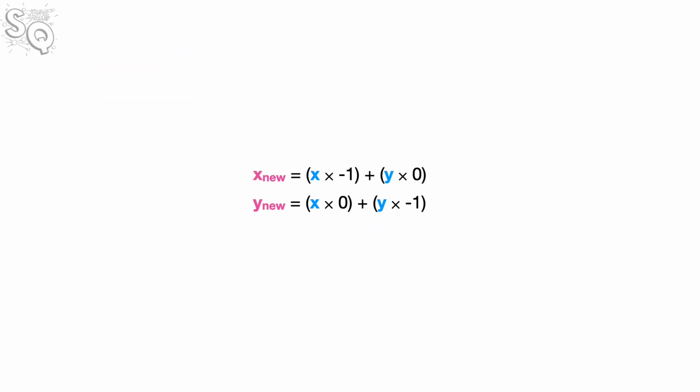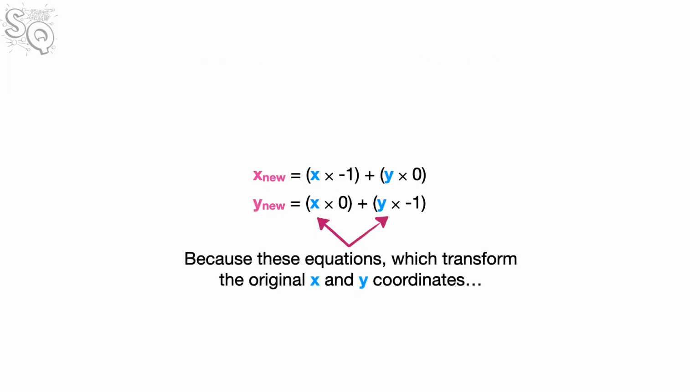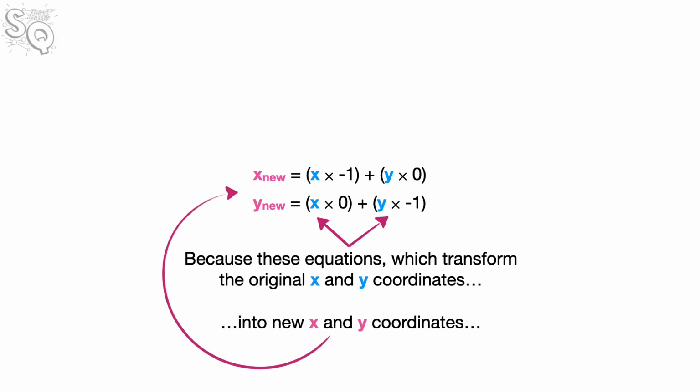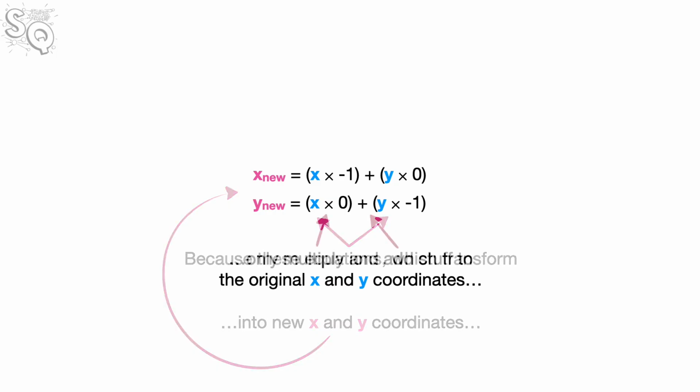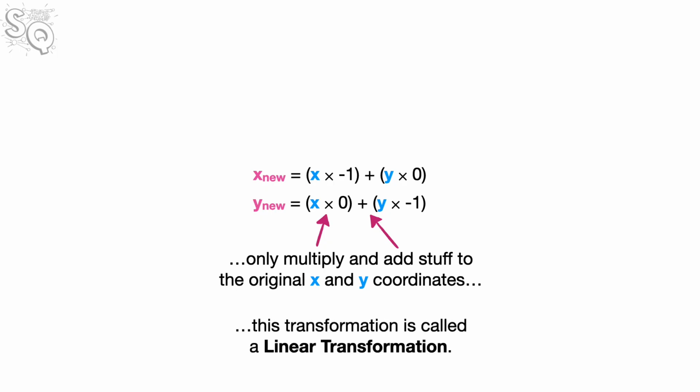Oh no, it's the dreaded terminology alert! Because these equations, which transform the original x and y coordinates into new x and y coordinates, only multiply and add stuff to the original x and y coordinates, this transformation is called a linear transformation.